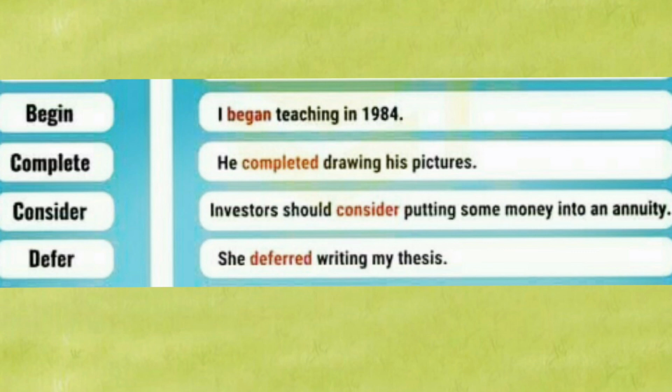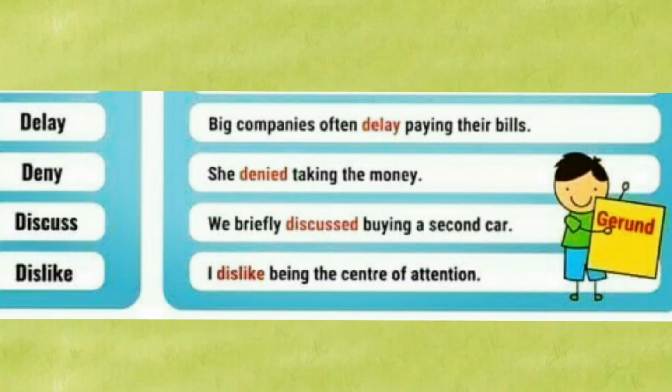Now let's see the next few examples. After delay comes only the gerund. After deny also. After discuss. After dislike comes only the gerund, that is being. Here delay, deny, discuss, dislike. After these verbs comes only the gerund. Delay paying, denied taking, discussed buying, dislike being. These are the gerund form.